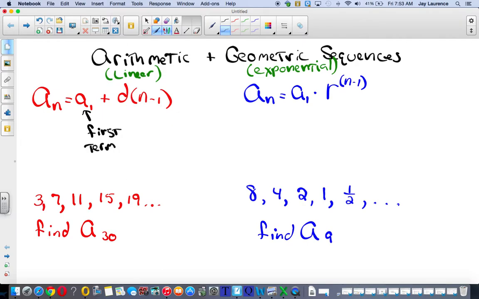D is easy. It's the first differences. Remember when you would make a table? For geometric and arithmetic sequences, you're not going to make a table. D is just going to be the first differences. N is just the number we're counting to, the term we are counting to.